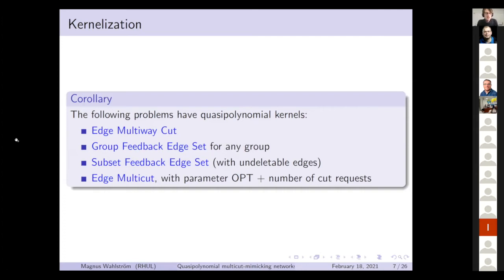Edge Multiway Cut, of course, is the major open question among these. Edge Multiway Cut is the bigger question. The others are kind of harder problems, but they're maybe expected to follow if you get something real from Multiway Cut.